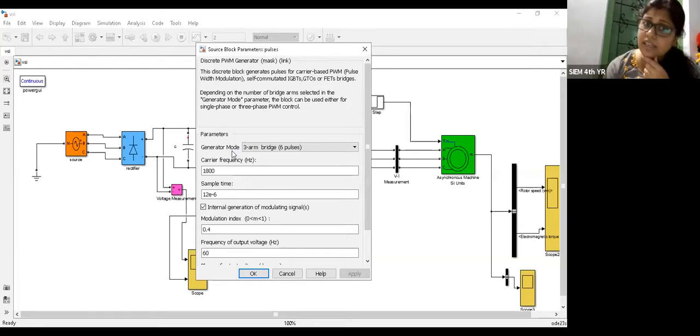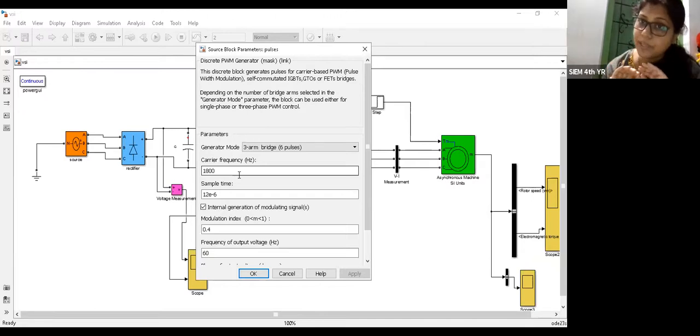The generator mode is 3 arm bridge, 6 pulse. As we know, there are 6 separate MOSFETs we are using, so this pulse block will generate 6 separate pulses. Now, whenever we are discussing the PWM technique, there should be a carrier frequency and a modulation index. So we have to fix the carrier frequency as per the numerical, as per the calculation I already fixed here. The carrier frequency is 1800 hertz.